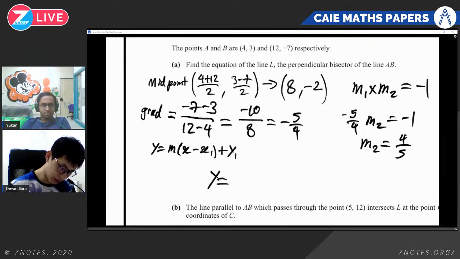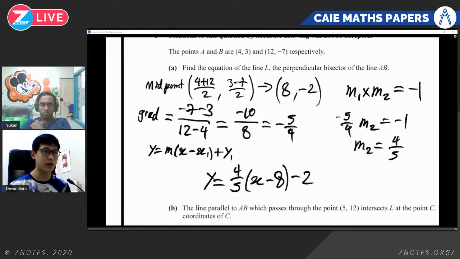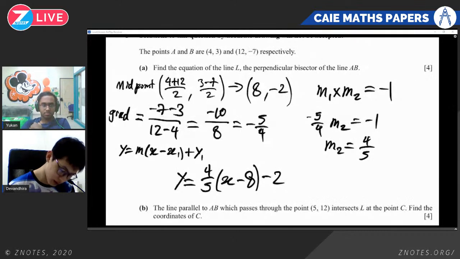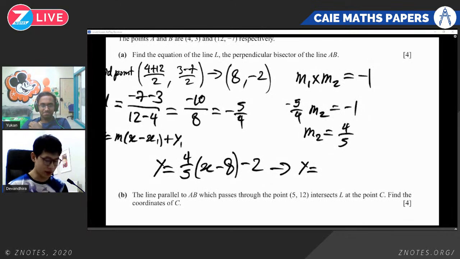Y is equal to the gradient. Don't forget it's 4 over 5, multiplied by x minus 8, because it's the midpoint, minus 2. And this is our answer? No, we can simplify it. Yeah, we can simplify this. Let me put it here.